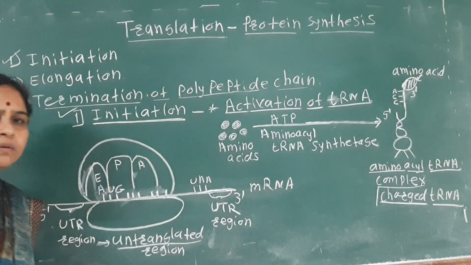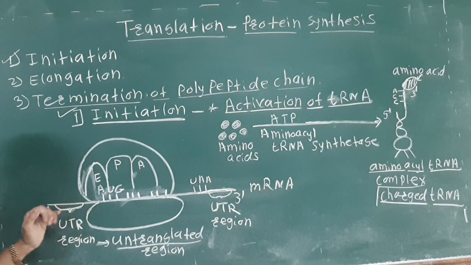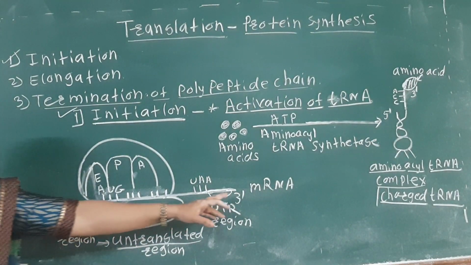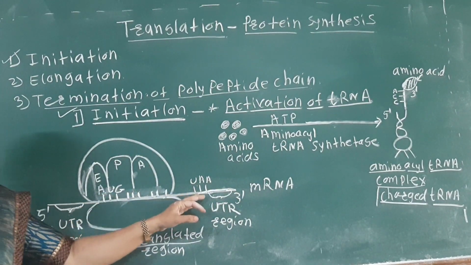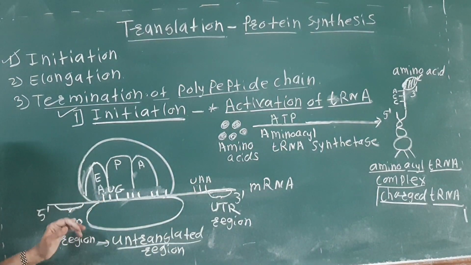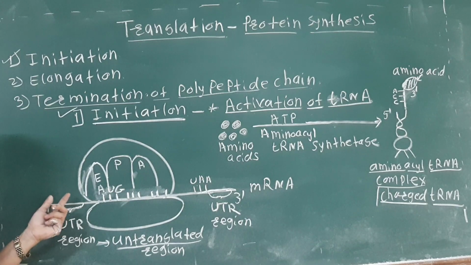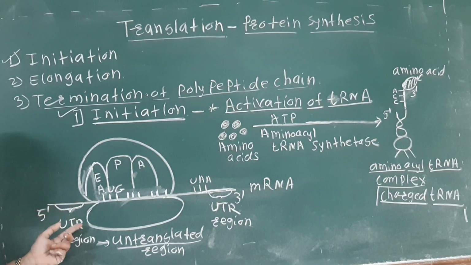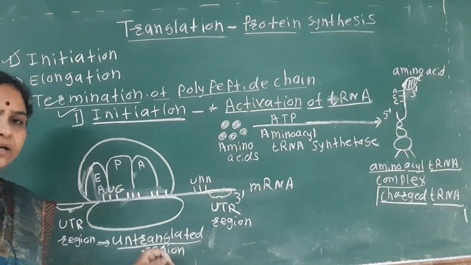It is the mRNA. So how is the mRNA? That is mRNA, it has the 5 prime end and the 3 prime end. At the 5 prime end there is the initiation codon, at the 3 prime end there is the termination codon. So on this mRNA there is a specific region apart from the codons, and this region is known as the UTR region, that is the untranslated region.